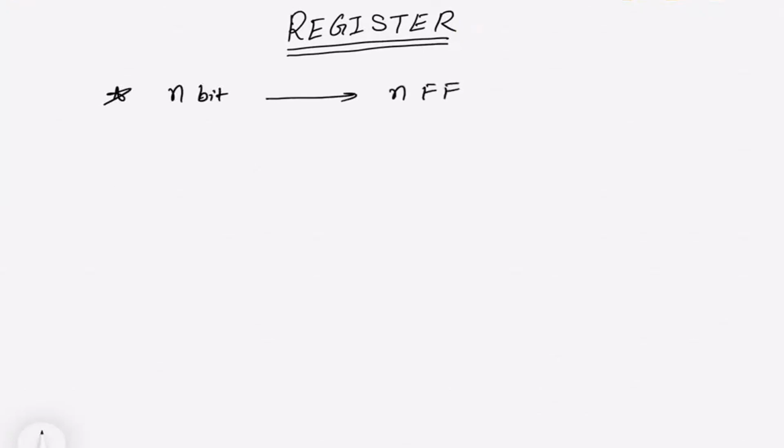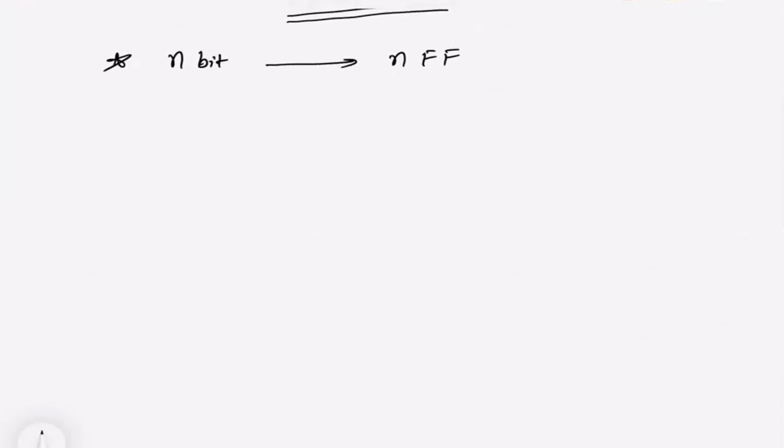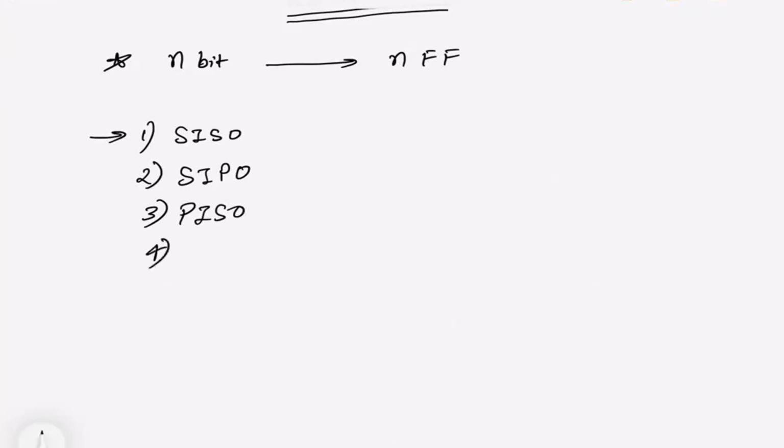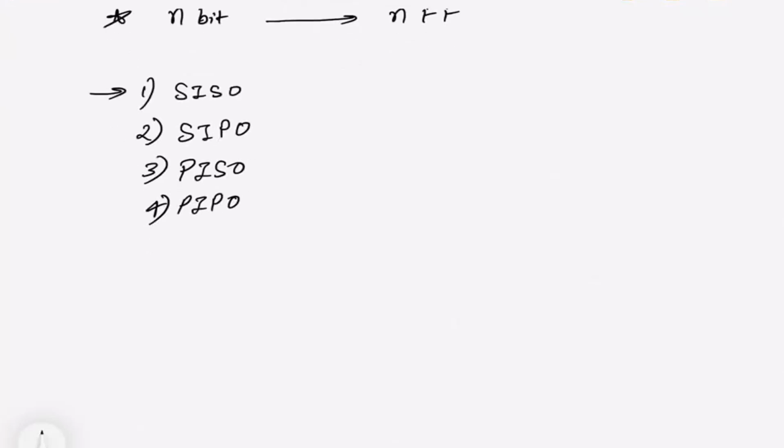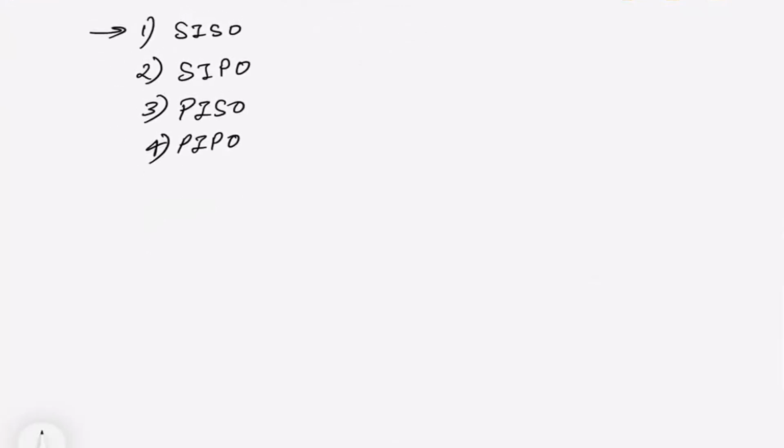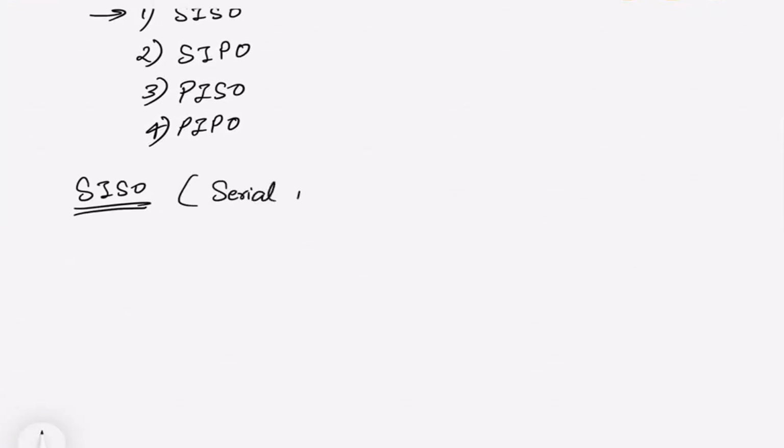n flip-flops. Okay. And if you categorize registers, the first type is SISO. The full form of SISO is serial in, serial out. Second category is SIPO, that is serial in, parallel out. Third category is PISO, that is parallel in, serial out. And fourth category is PIPO, that is parallel in, parallel out. So without wasting time, let's start our first topic.